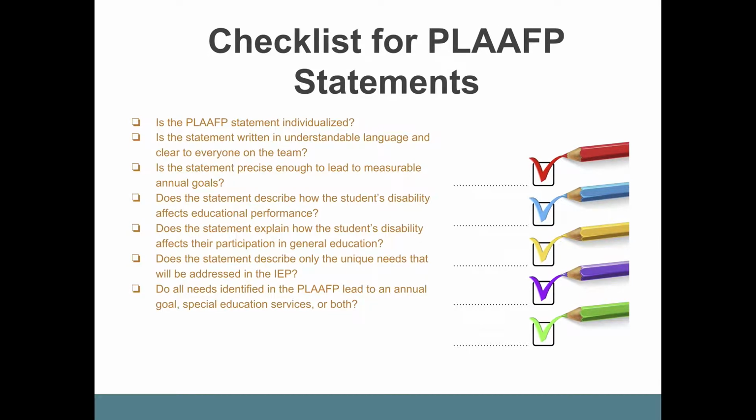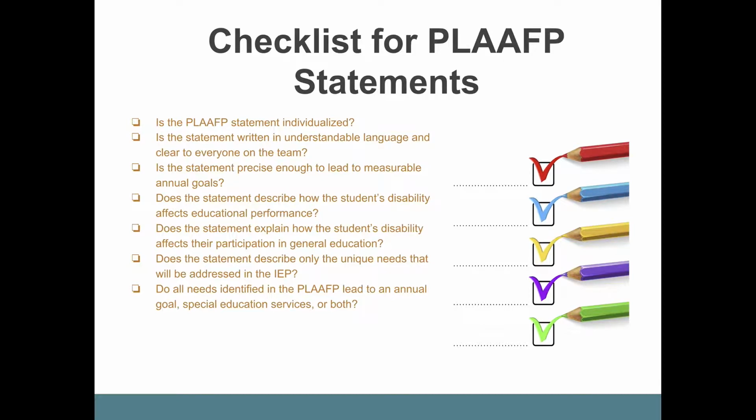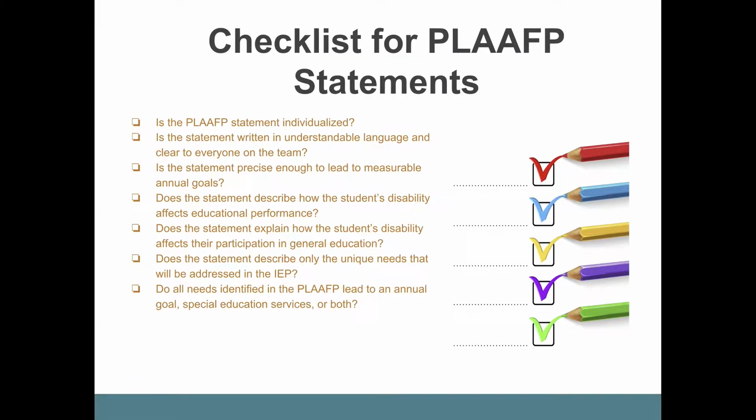And similarly, you want to be able to identify if all the needs within the PLAAFP lead to an annual goal, or lead to special education services, or lead to a combination. So essentially, the goal is not to describe current behaviors or performance that doesn't lead to the development of a measurable goal, because the entire purpose is to develop measurable goals that will facilitate learning and development for your students. So here's an example that you can read through, and I want you to look back at this checklist and identify whether or not it meets each of these checklist items.